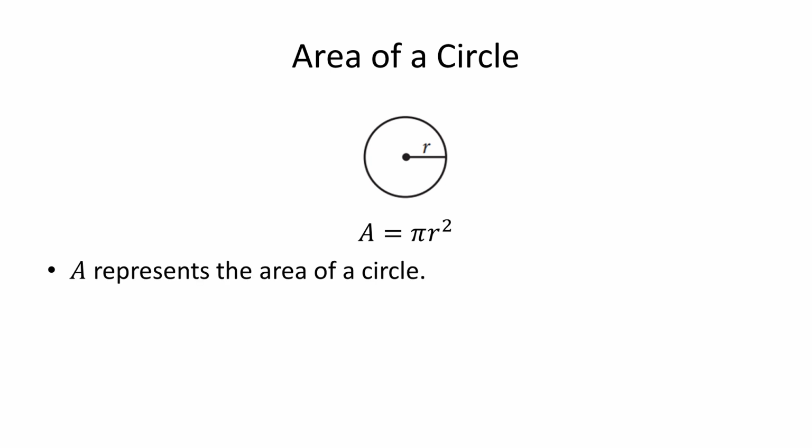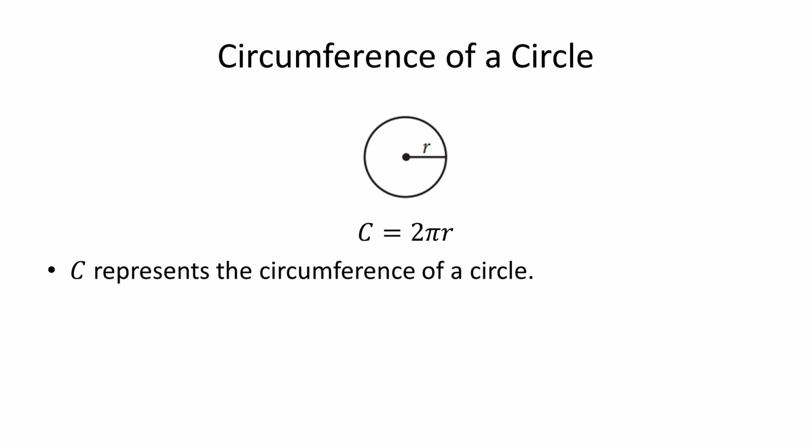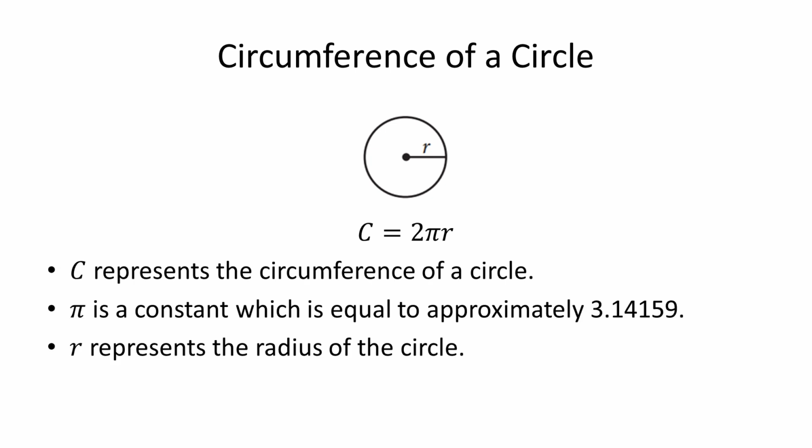So the first formula that's given to you is the formula for the area of a circle, which is A equals pi r squared, where A represents the area of a circle, pi is a constant which is equal to approximately 3.14159, and r represents the radius of the circle, as you can see in the example circle above the formula. The formula to find the circumference of a circle is C equals 2 pi r, where C represents the circumference of a circle and r represents the radius of the circle.